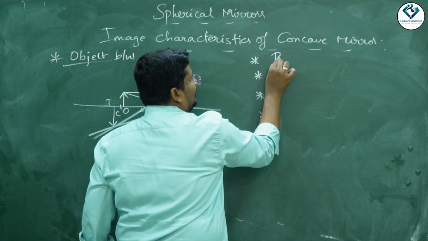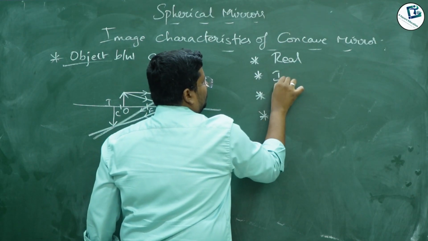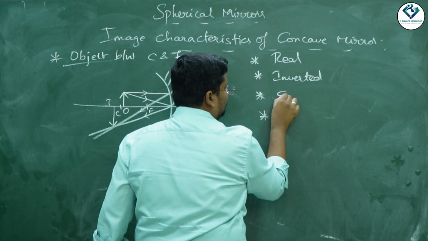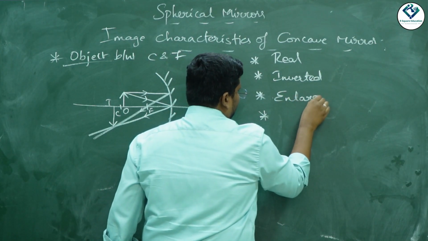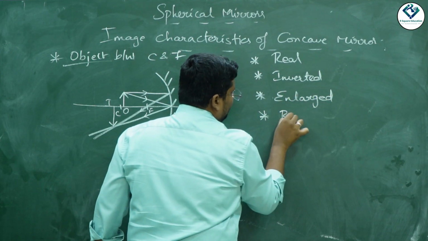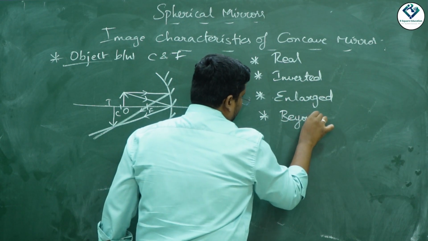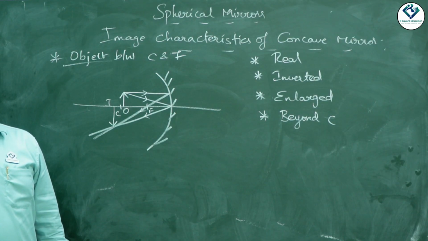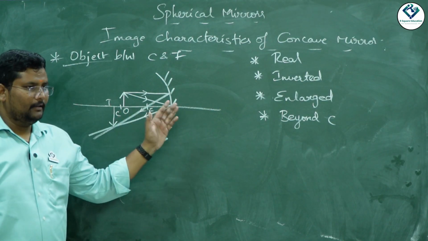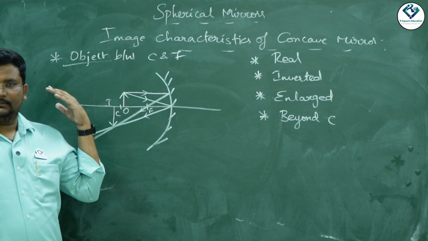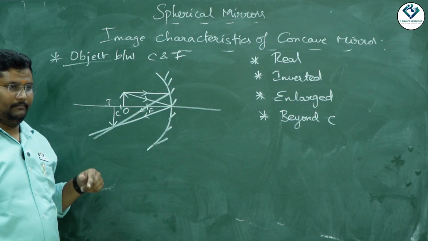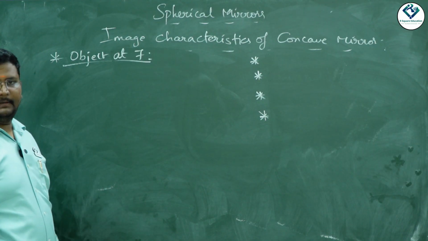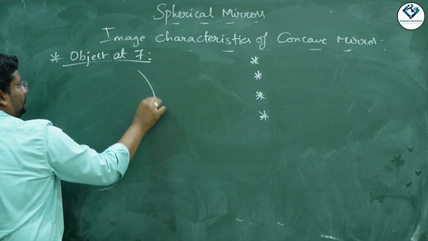So the image is going to be real, inverted. Now what is the size there? Enlarged. And it is going to be beyond C. Is that clear? So as you move in, the image is going out. So what is going to be the next position then? At F, correct? So object at F.